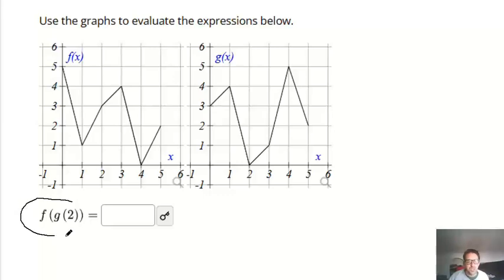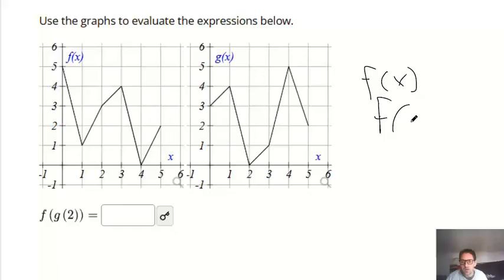We call this function composition, when you're composing one function of another function, okay? Usually we write a function as f of x, right? So if you write f of g of x, you've replaced this one little x with g of x. You put g into the function f, okay?